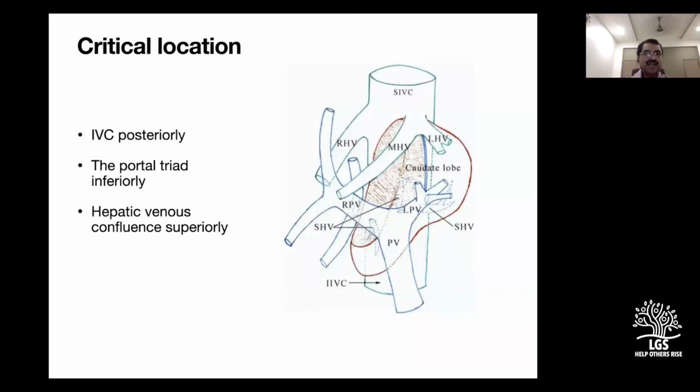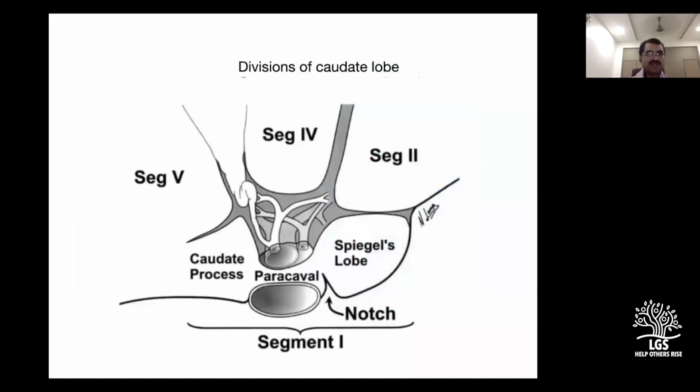You can see the IVC posteriorly, the portal triad inferiorly, and the hepatic vein confluence superiorly. So it is very difficult to remove this part of liver. There is increased chance of bleeding, and increased chance of damage to the major venous structures.